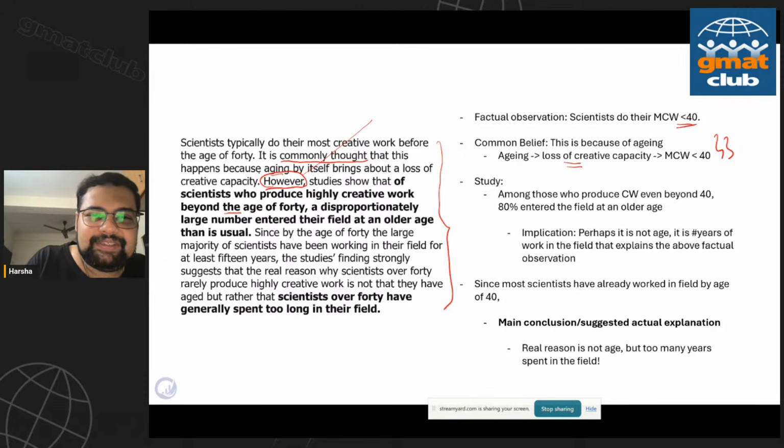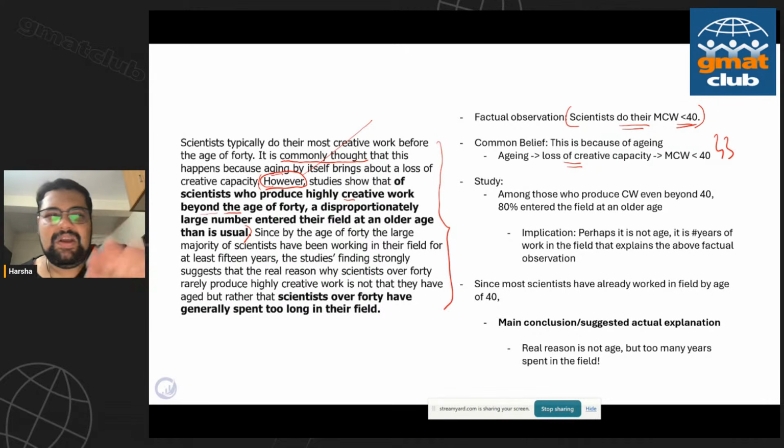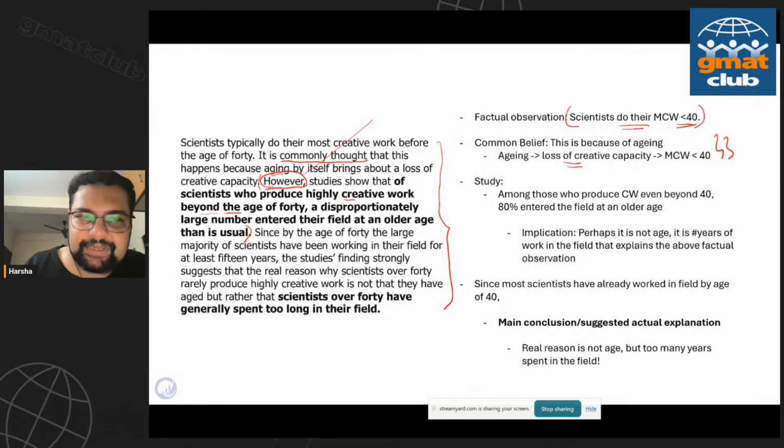You have to pause here and understand what the sentence is trying to tell you. So, of those scientists who somehow continue to produce highly creative work beyond the age of 40, firstly, most scientists don't do much creative work beyond 40. That's kind of the established idea here. Scientists do their most creative work well before 40. But among those scientists who are able to keep producing that fantastic work even beyond the age of 40, it so turns out that a disproportionately large number of them, let's say 80%, if there are 1,000 such scientists, 800, 900 of them, they entered the field at a much later age.